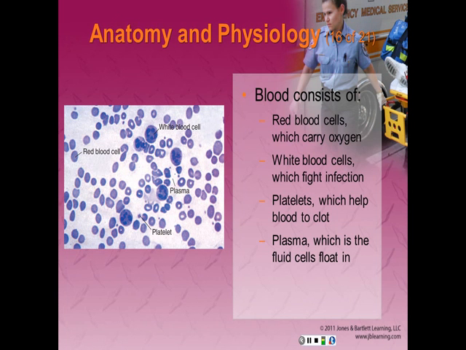Blood consists of several types of cells and fluid. Red blood cells carry oxygen and remove carbon dioxide and waste. White blood cells fight infection. Platelets help the blood to clot, and plasma is the fluid that cells float in.